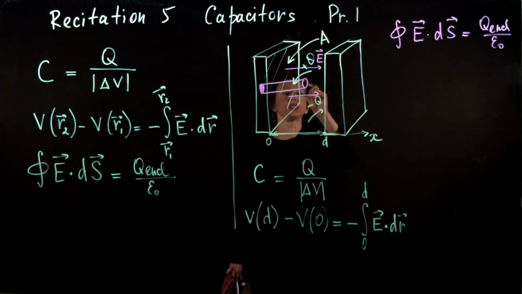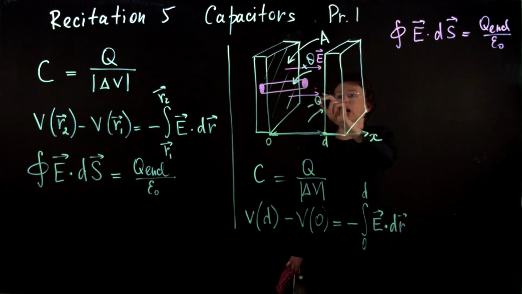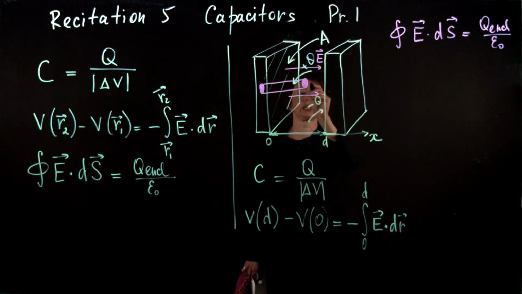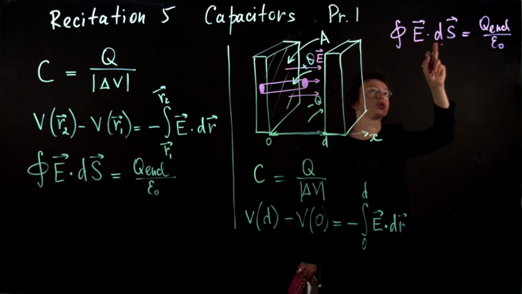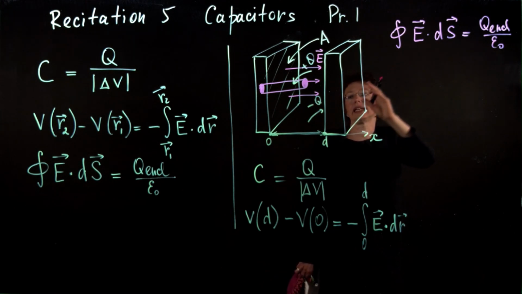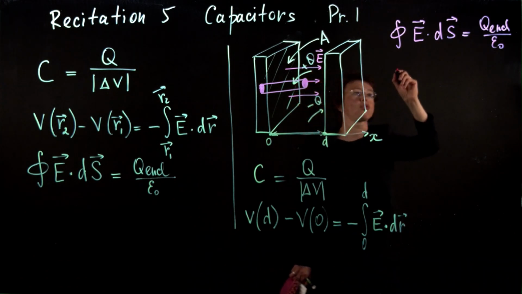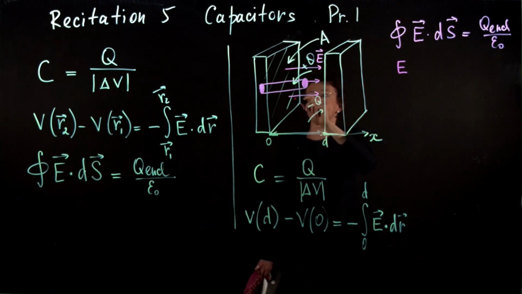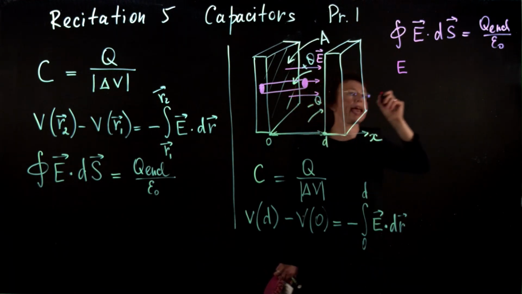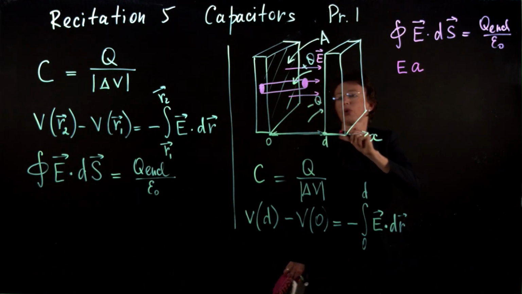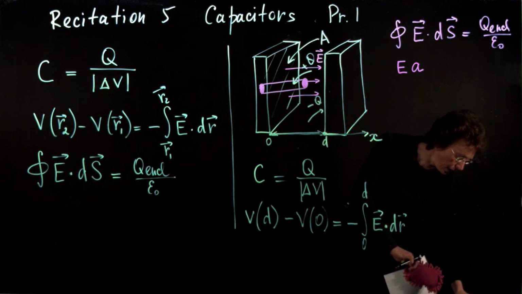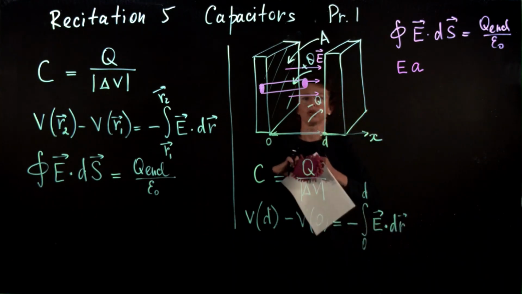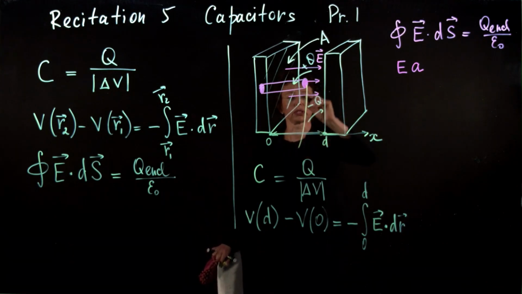We have non-zero flux through the cap of this imaginary cylinder. The electric field is parallel to the area vector, so the dot product is just the product. Electric field from symmetry is constant. I take it out of the integral, and the integral of dS will be just this cap, which I will call A. A is the area of this cap.